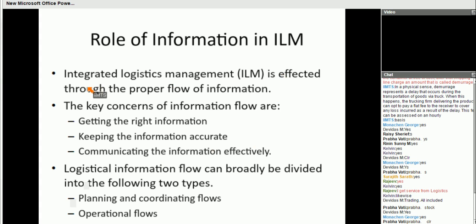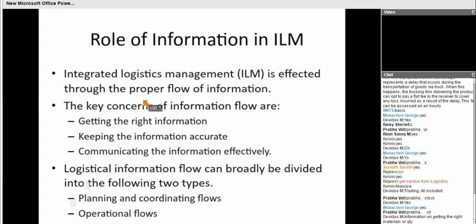Integrated logistic management is affected by the proper flow of information. Information on getting the right materials or quantity. Okay. Good point. The key concerns of information flow are getting the right information, very important. If we don't get the right information of the product or of the progress of the manufacturing of that product, or if we don't get the information of the amount of stock available in the warehouse, right, it will lead to lot of problems. Keeping the information accurate, communicating the information effectively. So these are the key concerns for the people who handle this department, information department.